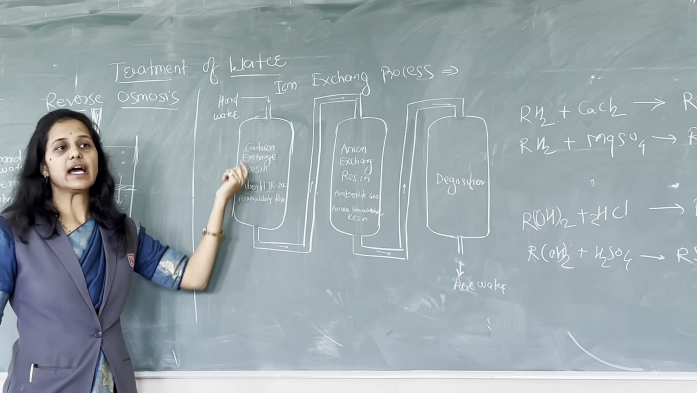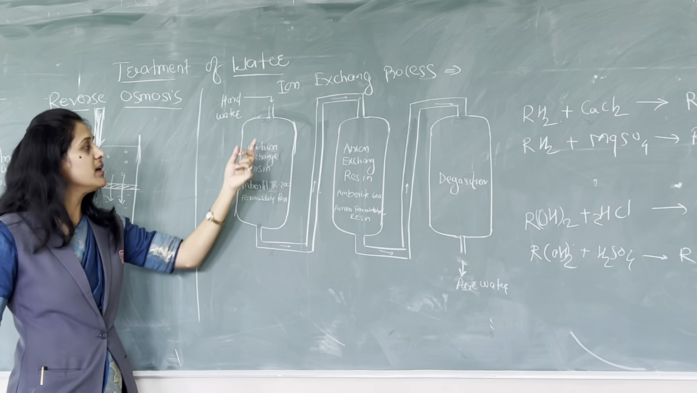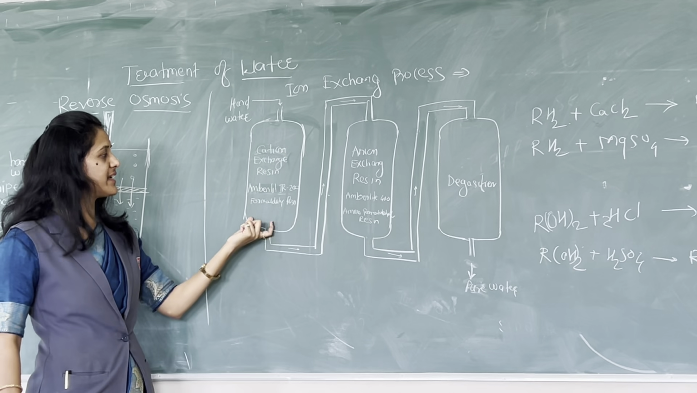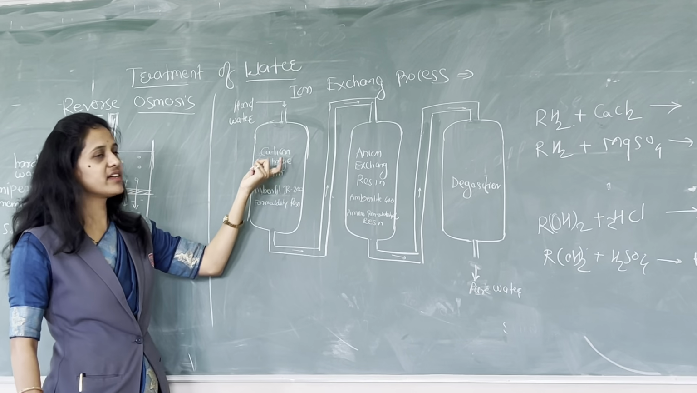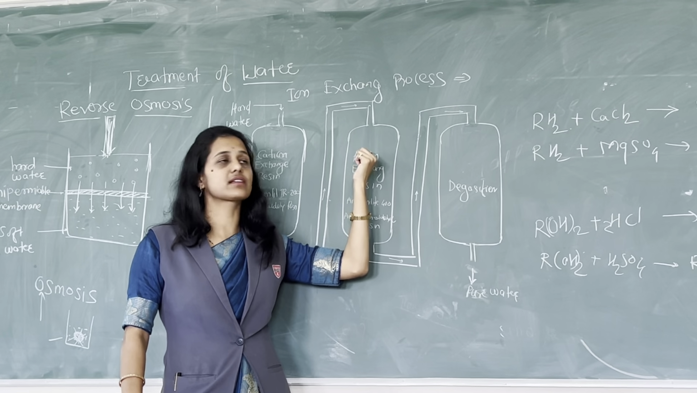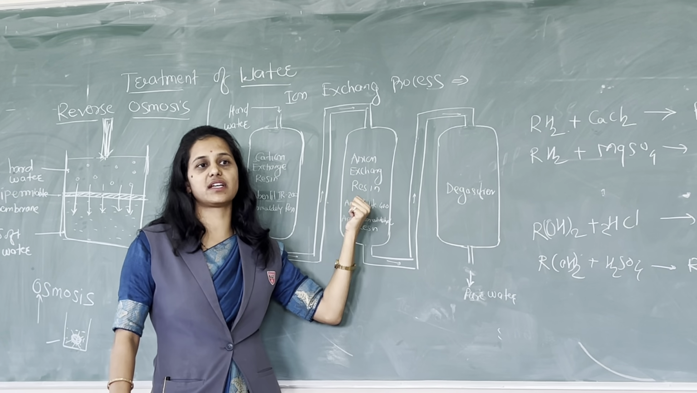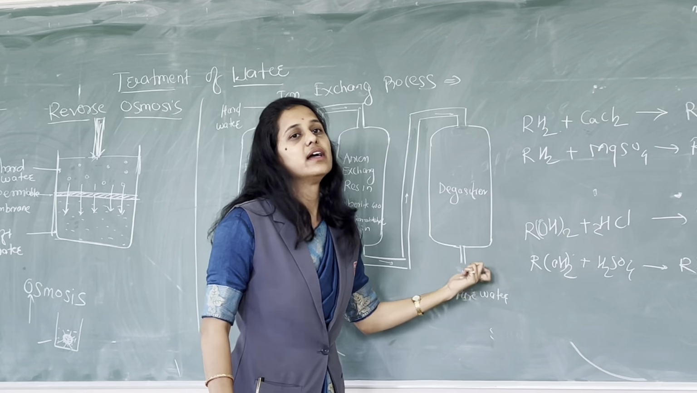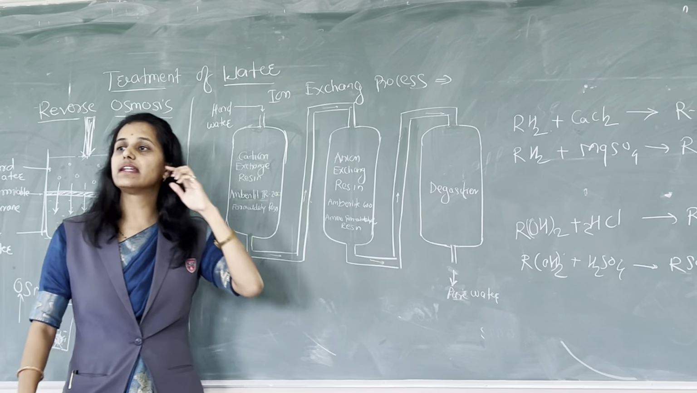The first cylinder is the cation exchanger resin. This first tank or first cylinder is packed with cation exchanger resin. The second cylinder is packed with the anion exchanger resin, and the third cylinder contains the degasifier.